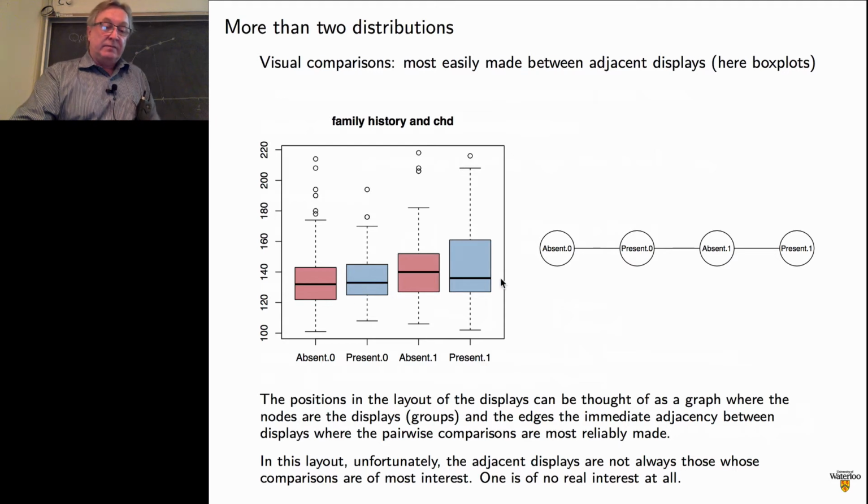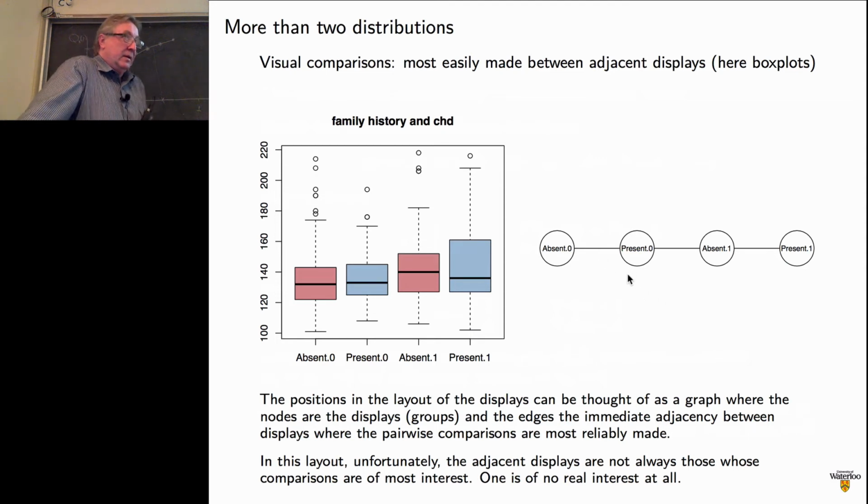We have absent 0 is easy to compare to present 0. Present 0 is easy to compare to absent 1. Absent 1 is easy to compare to present 1. Present 1 and present 0 are a little harder to compare because they're farther apart. And so in some sense, think about these different box plots as identifying a graph where each node is a box plot. So this graph is just going from absent 0 to present 0 to absent 1 to present 1, and those are the immediate visual comparisons that you're going to make.